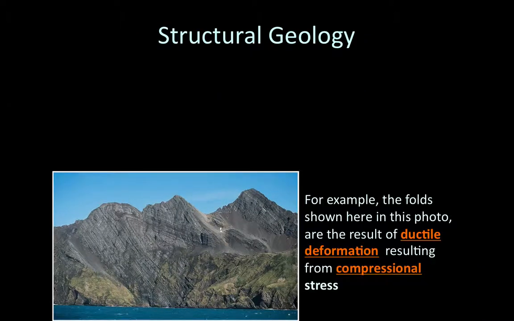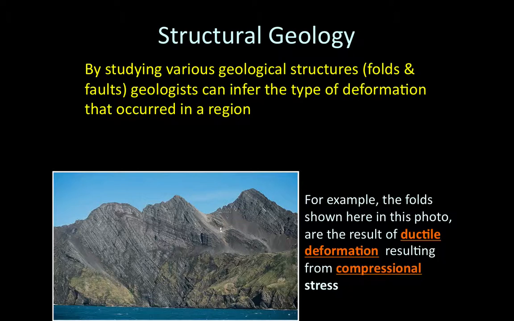Now, there's a science called structural geology, and this is by looking at various geological structures, such as landforms called folds. Some folds are shown here in this picture where the rocks are actually twisted and bent around, so the layers completely twist around and fold over. There's also a landform called a fault. A fault is where rocks slip past each other along a planar surface.